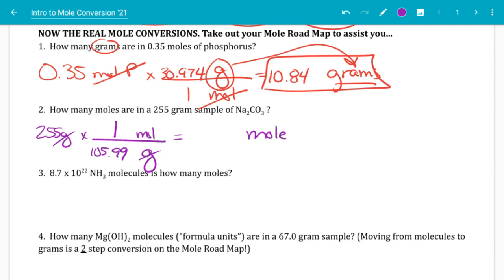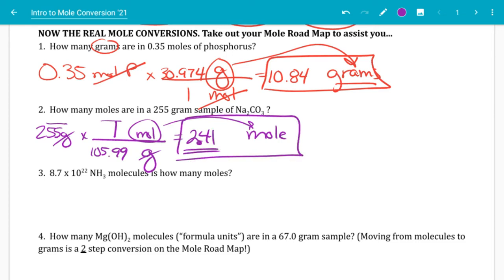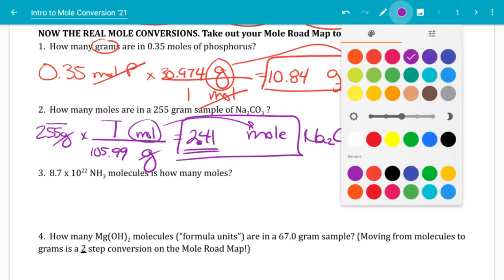So now I'm going to cross off my units. I'm left with moles, and now I just need to multiply. 255 times 1 is 255, and then divide by what's on the bottom. So 255 divided by 105.99, and I get the answer of 2.4, and that actually rounds up to 2.41 moles, and that is my answer, 2.41 moles of Na2CO3, sodium carbonate, not bicarbonate. I think I said bicarbonate. It's sodium carbonate.